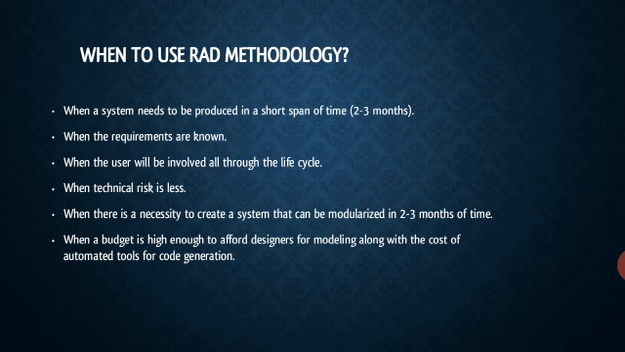Now let's see when to use the RAD methodology. A RAD model can be used when a system needs to be produced in a short span of time, for example 2 to 3 months. The rapid application development model is the best option if we have a tight deadline or are under pressure to deliver something that works. Opting for RAD saves our time. Otherwise, we need to go through a long requirement planning and design phase.